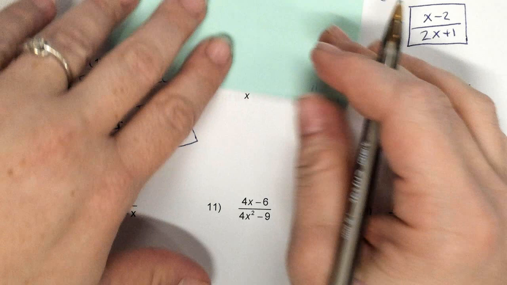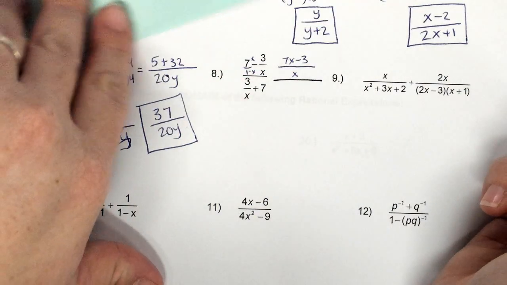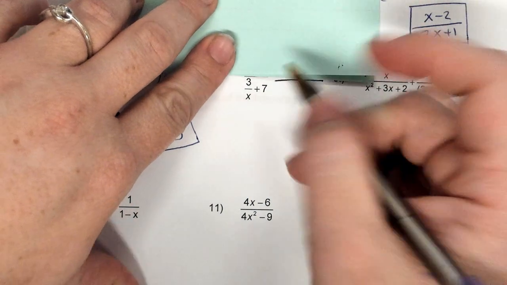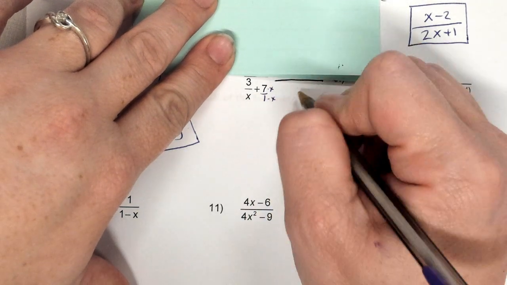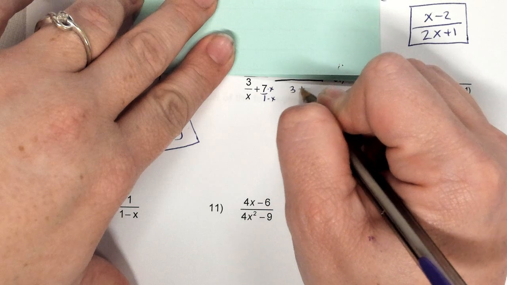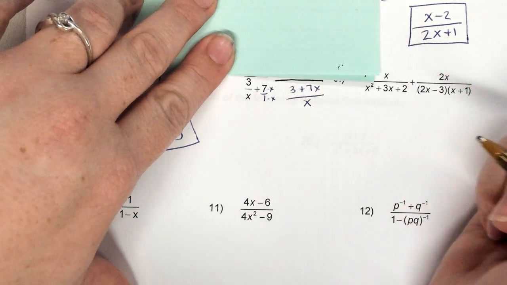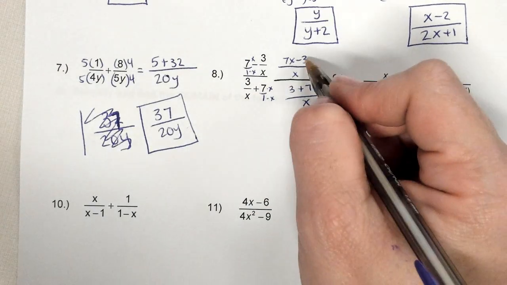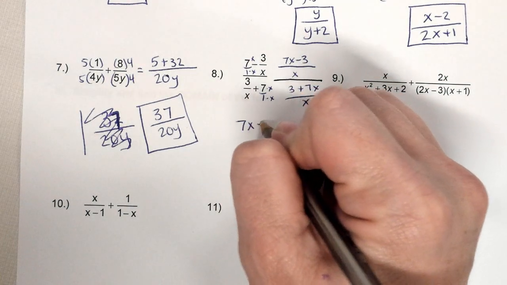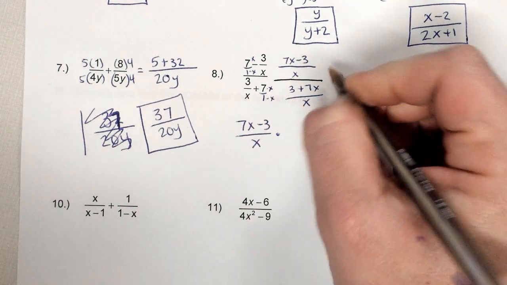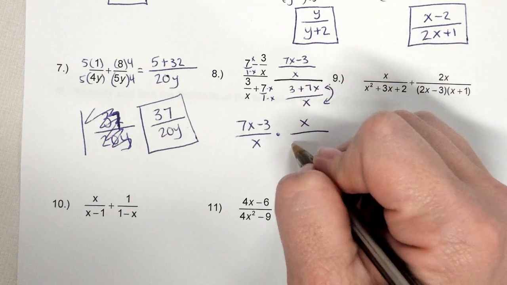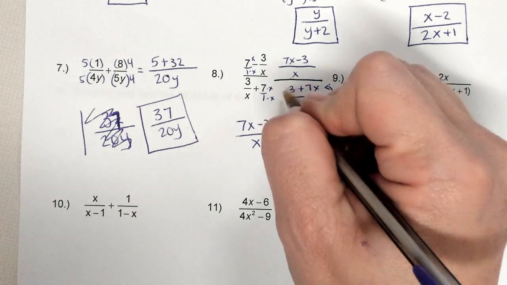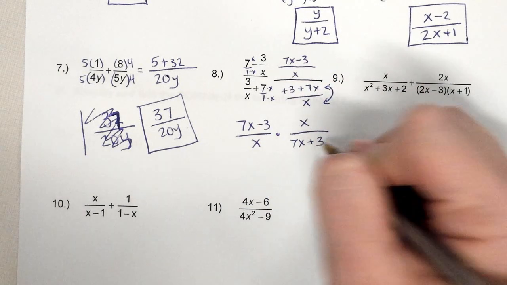Okay, now on the bottom we have 1 over 1, again times x, and we have 3 plus 7x over x. So I'm going to rewrite it. The top is correct, so 7x minus 3 over x times, flip the bottom, I have x over, now this is backwards, so I'm going to rewrite it in the right order. They're both positive, so it's okay, so we have 7x plus 3.